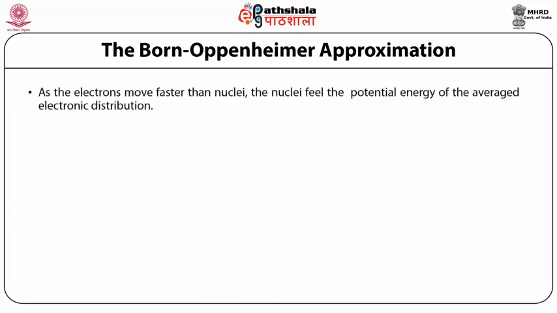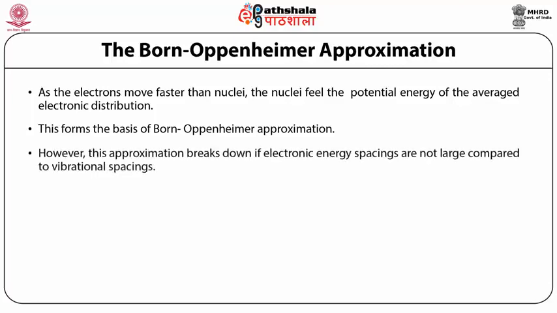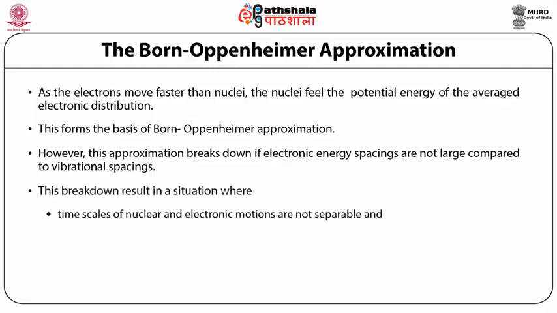As the electrons move faster than nuclei, the nuclei feel the potential energy of the average electronic distribution. This forms the basis of the Born-Oppenheimer approximation. However, this approximation breaks down if electronic energy spacings are not large compared to vibrational spacings. This breakdown results in a situation where time scales of nuclear and electronic motions are not separable, and it is not possible to separate nuclear and electronic energies.